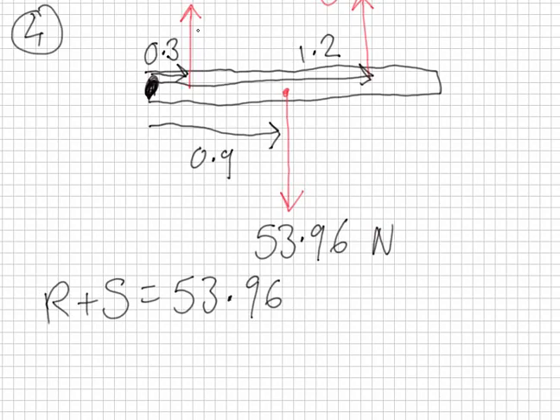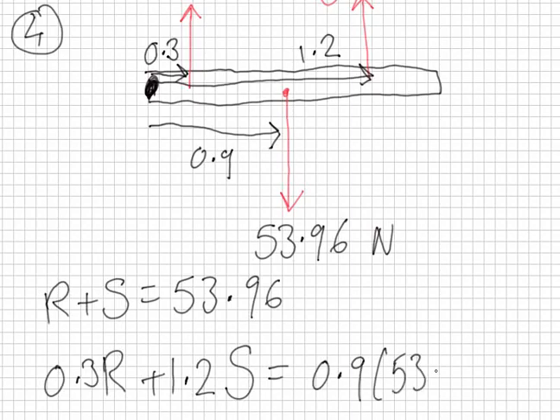So how much is this anti-clockwise turning force here? Remember the formula? It's the distance multiplied by the force. So 0.3 R plus 1.2 S should equal 0.9 times 53.96. The anti-clockwise plus the anti-clockwise must equal the clockwise.